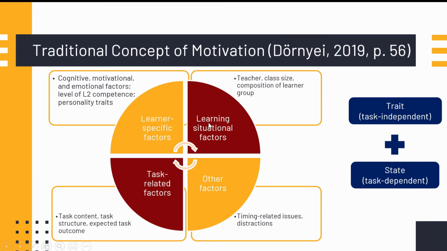So these are the factors that potentially affect task motivation. Learner-specific factors, learning situational factors, such as teacher, class size, or composition of learner group or pair. And task-related factors, of course, whether or not tasks are designed considering students' needs or interest, or some other factors, timing. Did the teacher provide enough time to students?